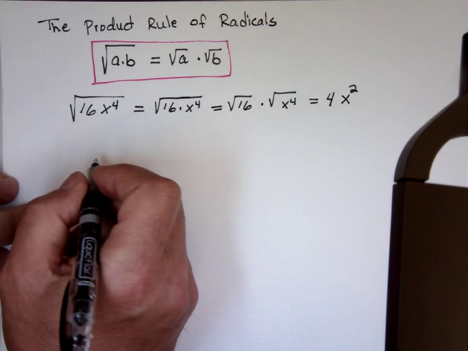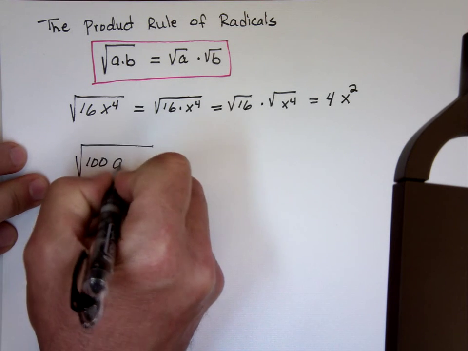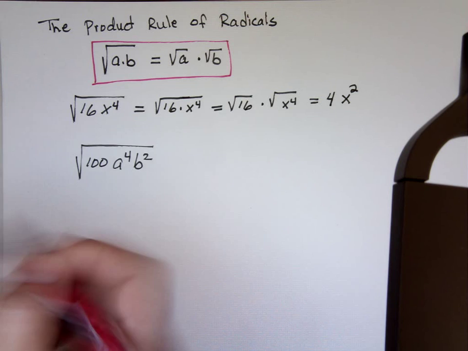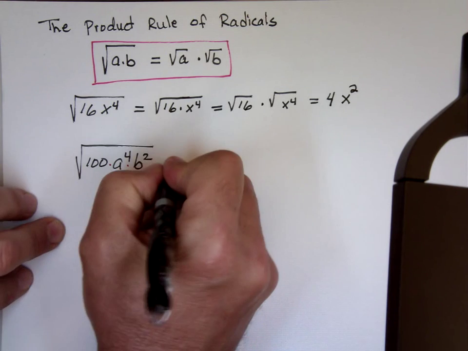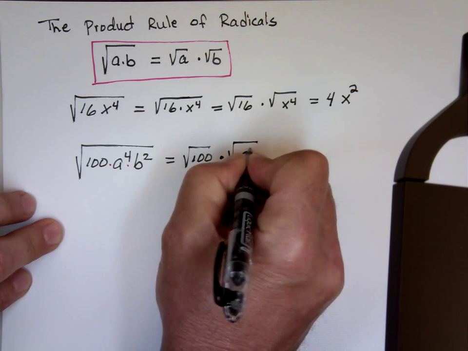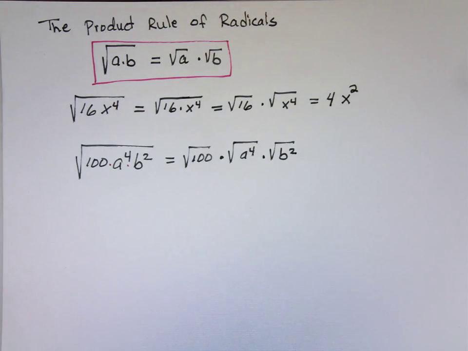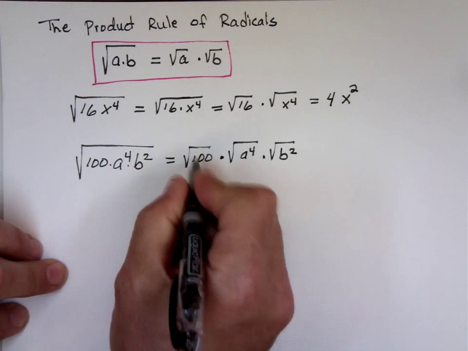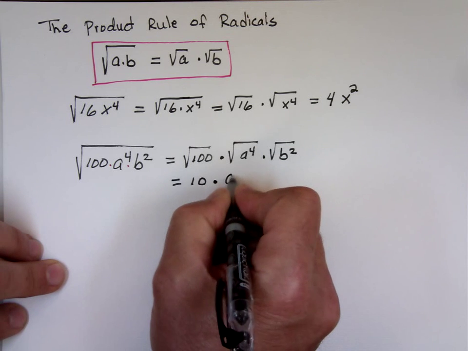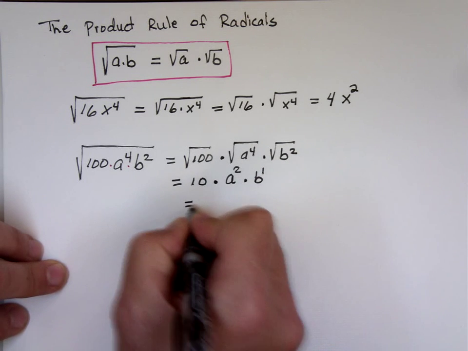Let's try another example. What is the square root of 100a to the 4th b squared? Again, that's really multiplication. We just don't put the multiplication symbol, but if you want, you can put it between them. So I should be able to break it down using this rule to the square root of 100 times the square root of a to the 4th times the square root of b squared. What is the square root of 100? That's 10. What is the square root of a to the 4th? For the variables, just divide the power by 2. 4 divided by 2 is 2. The variable b, divide the power by 2. 2 divided by 2 is 1. So my answer is 10a squared b.